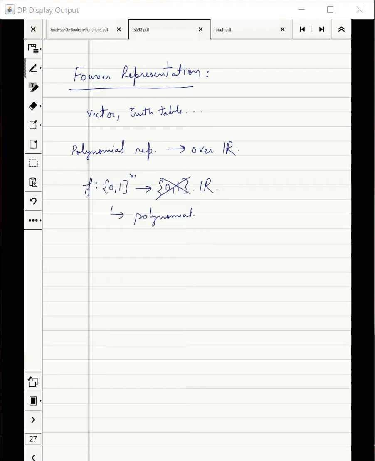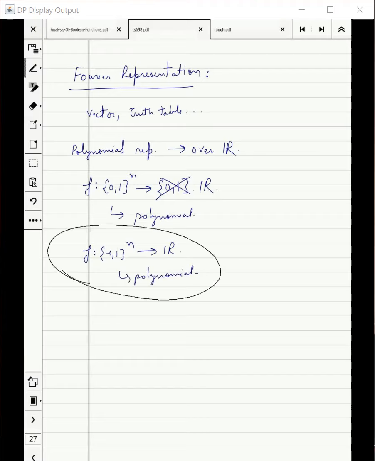Then we will see that, we have been talking about this 0, 1, -1, 1. These are similar things. So we will go to the -1, 1 domain. And then we will see a similar polynomial representation can be done for this input domain also. And this polynomial representation is called the Fourier representation. We are going to go very deep into this Fourier representation, but this is the essential idea of how things are going to be done today.